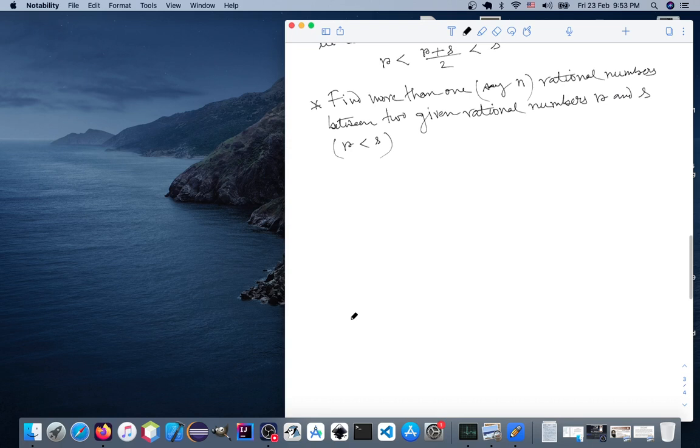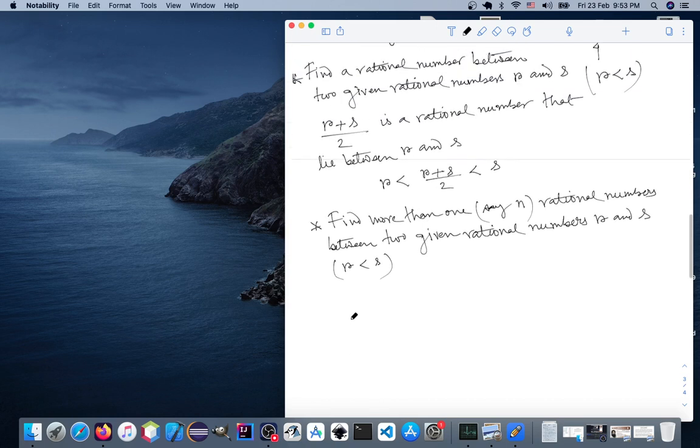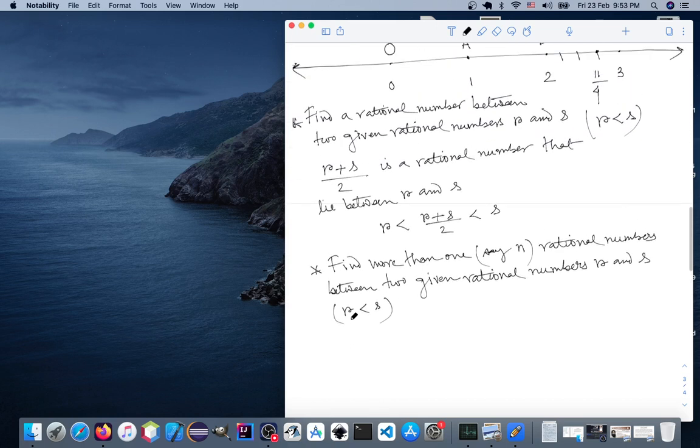So there are two methods. The first method is by using the above result, that if we have two rational numbers R and S, then we can have another rational number R plus S by 2 that will be a rational number between R and S.